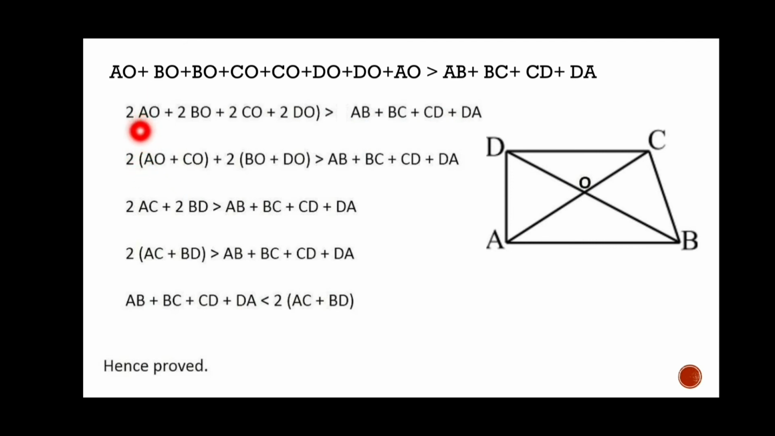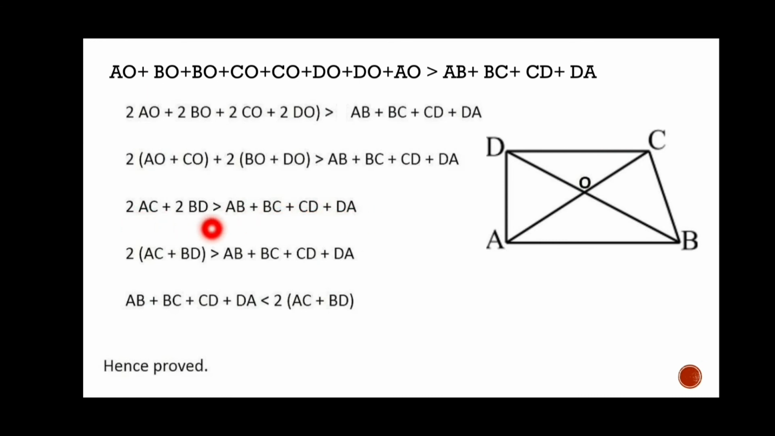Now AO plus CO. Why are we taking it? Because here in the picture you can see AO plus CO is the diagonal, that is AC. So we will write AO plus CO as AC, which is twice. BO plus DO, again the same thing, it is diagonal BD, complete one. So we will write it as BD. So 2AC plus 2BD is greater than AB plus BC plus CD plus DA.